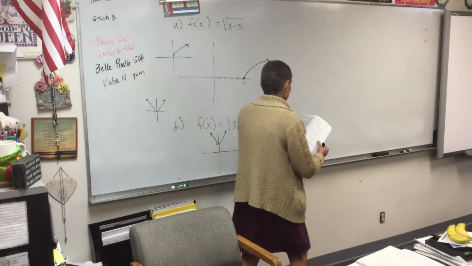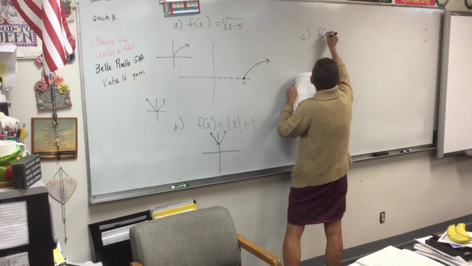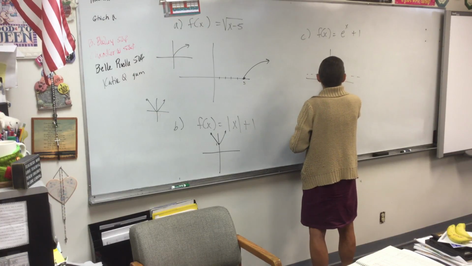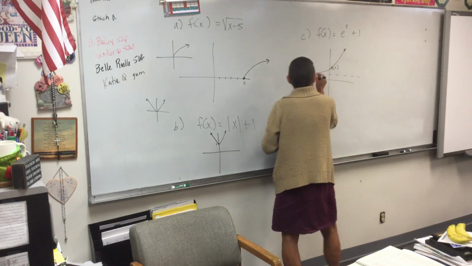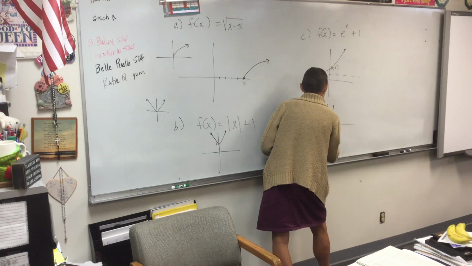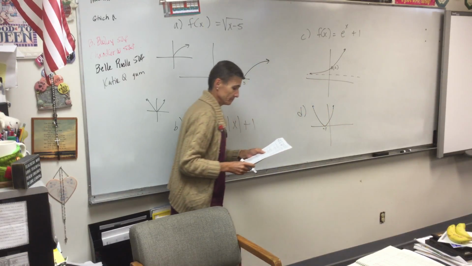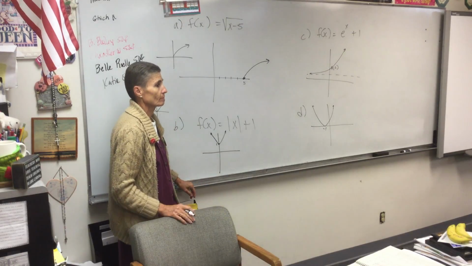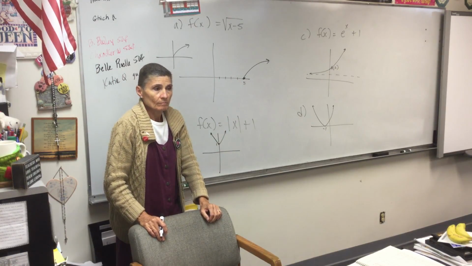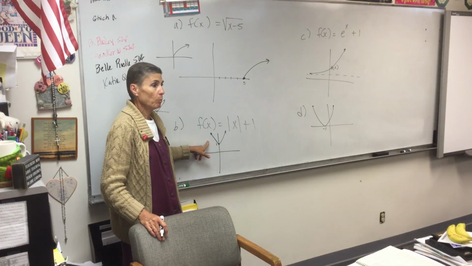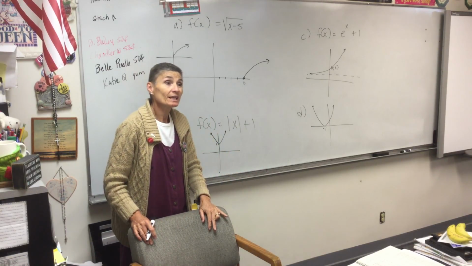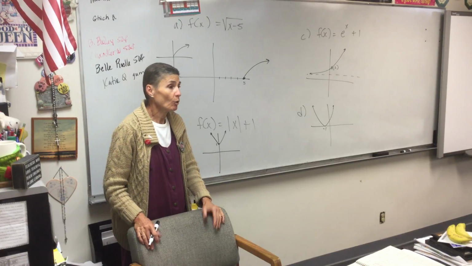Let me look at the next one and see if maybe we can catch on. That was B. All right, let's look at C. So C would look like this. And D would look like this. Okay, so what happened to C? Just added one. It was like this one, right? It went up 1. What happened to D? It went left 1.